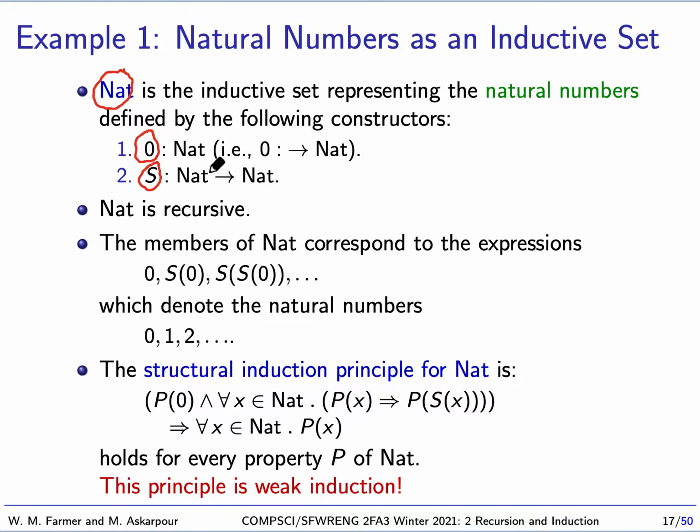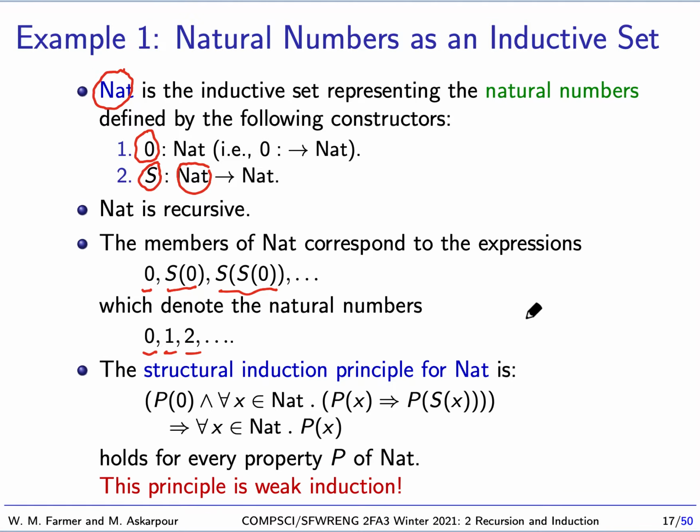So because of this argument being NAT, NAT is recursive. And the members of NAT correspond to these expressions: 0, successor applied to 0, successor applied to successor of 0, and so forth. And these expressions are literals that denote these members of the natural numbers.